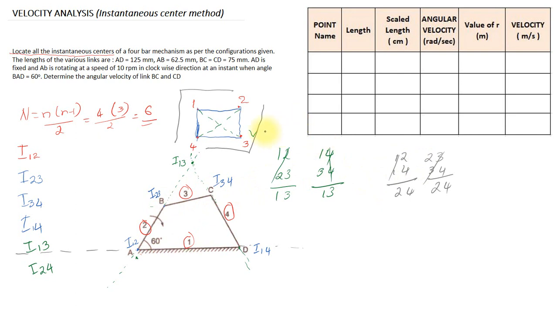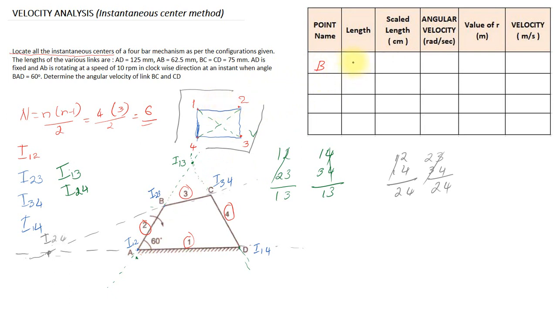So next I am going to mark the next line, that is I23 and I34. Where is I23? This is I23 and this is I34. Now I am going to extend this line. So now I got another point, and this point is I24.